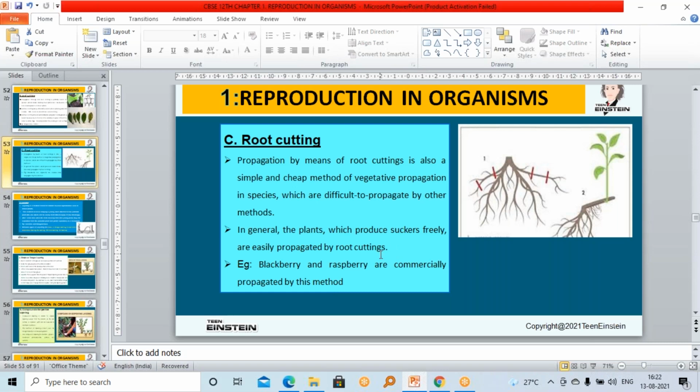In which plants do you use this? Blackberry and raspberry are propagated this way for commercial purposes. In banana, you are using root cuttings, right? The sucker only you are using.